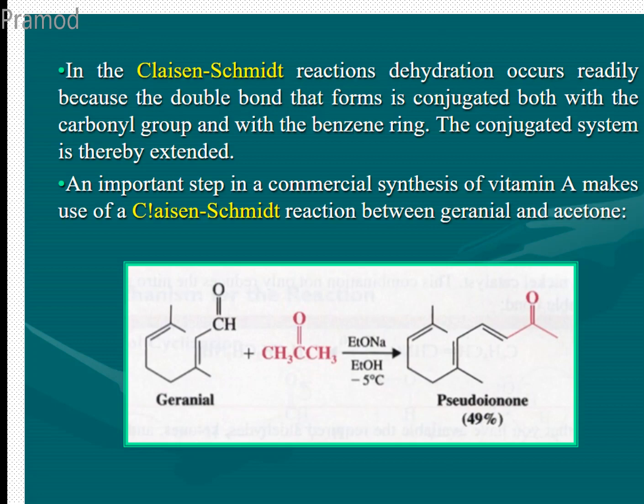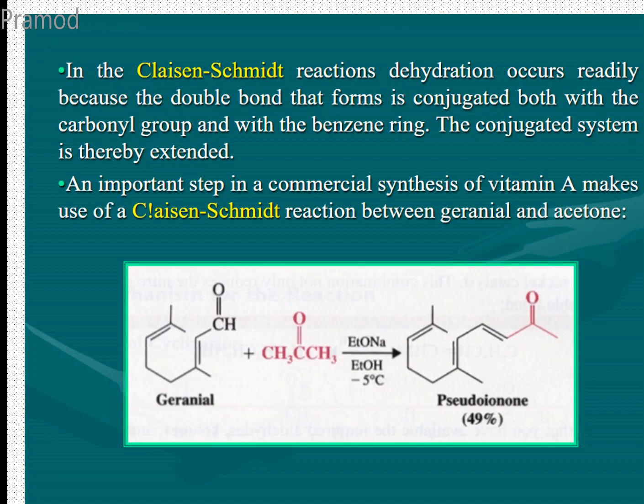So what is the application of this reaction? It is used in the preparation of vitamin A. It is used in the preparation of pseudoionone. You treat citral with acetone, and you get pseudoionone, where there is an introduction of a double bond. So this chain will be continuing and you get the side chain of your vitamin A.